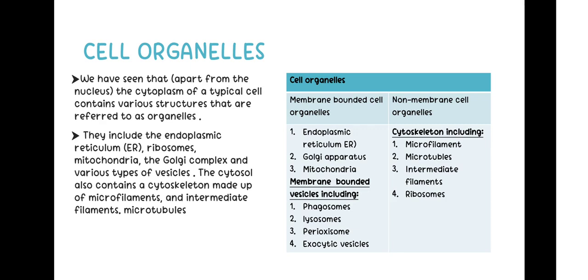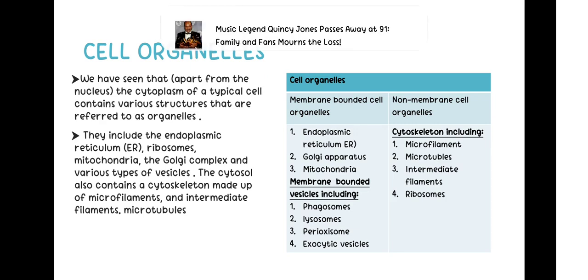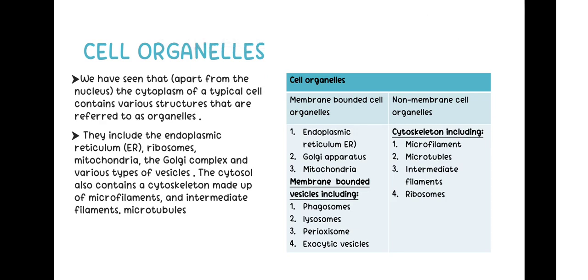Here on the right side of the table, we can see that we have divided cell organelles in two parts: membrane bounded cell organelles and non-membrane cell organelles. Here I have listed the organelles which are bounded with the membrane, and on the other side the organelles without membrane. Under the membrane bounded organelles, the first one is the endoplasmic reticulum, then Golgi apparatus, then mitochondria, and membrane bounded vesicles including phagosome, lysosome, peroxisome and exocytic vesicles. Under the non-membrane organelles, cytoskeleton including microfilament, microtubule, intermediate filament, and ribosome.